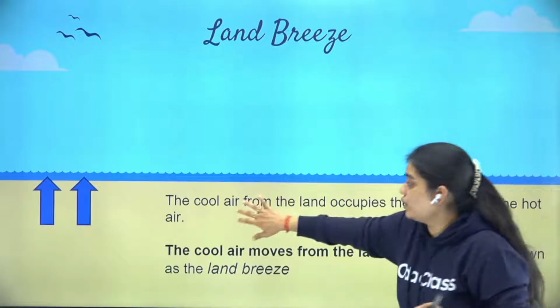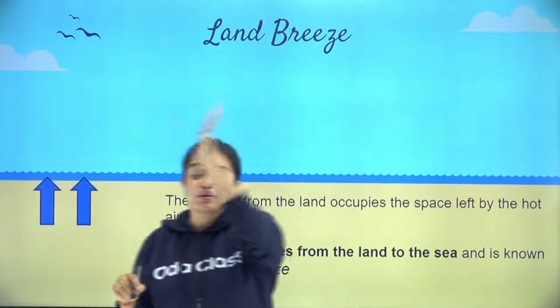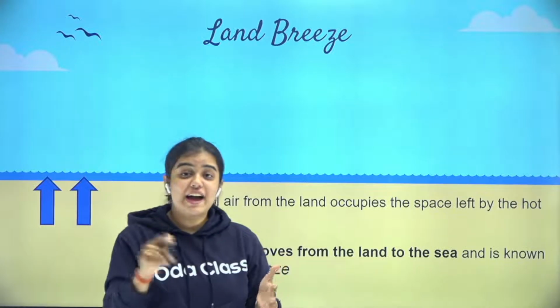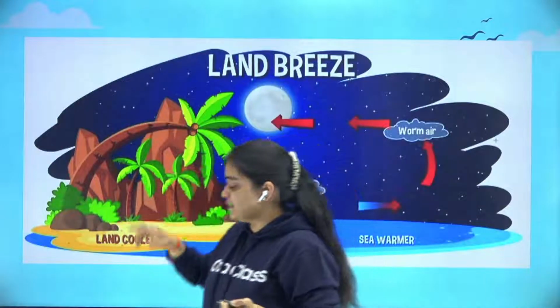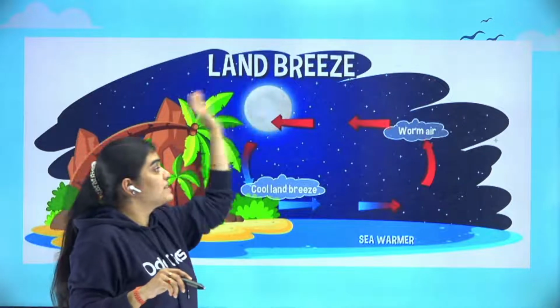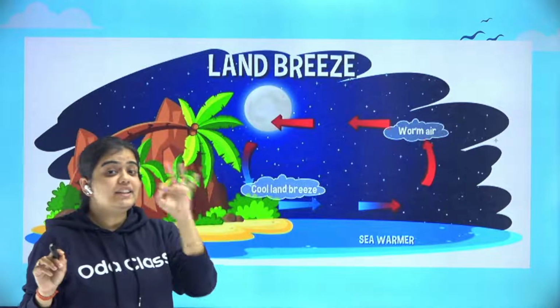So now the cool air from the land occupies the space left. The cool air which moves over the sea is called a land breeze. Here is the full cycle for you, and remember this very nicely: your land breeze occurs in the night time only.